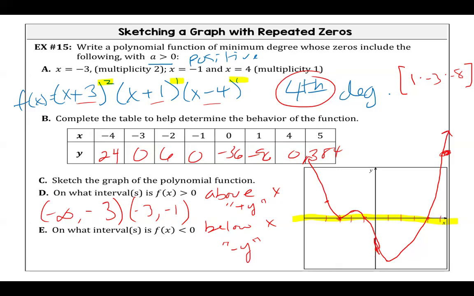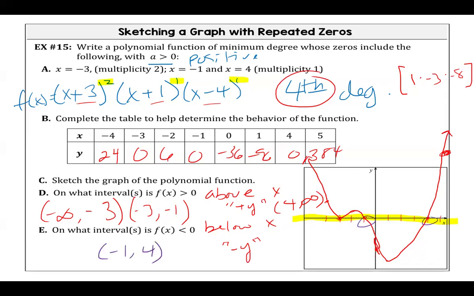All right, and then we have one more interval where we're above the x-axis, and that is at 4, right? And I'm going to squeeze it here. 4 to infinity and beyond. All right, now when are we below the x-axis? We are only below the x-axis from -1 to 4.